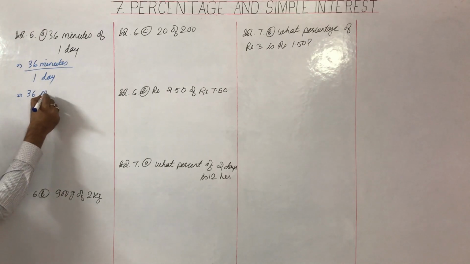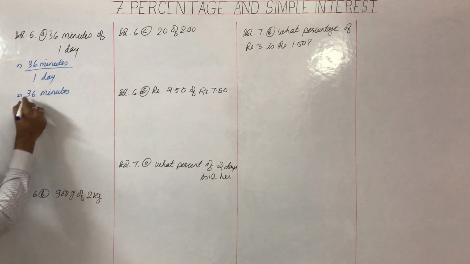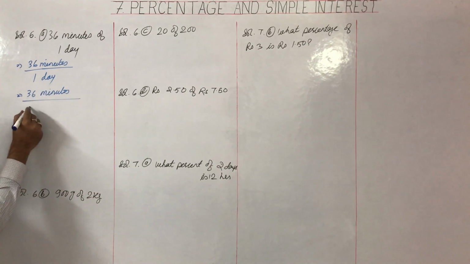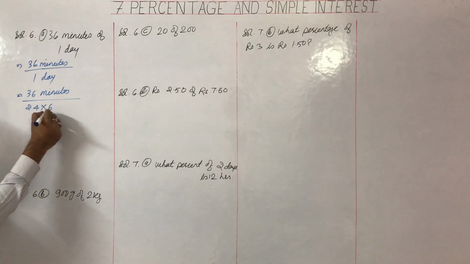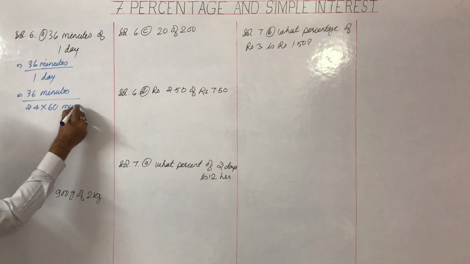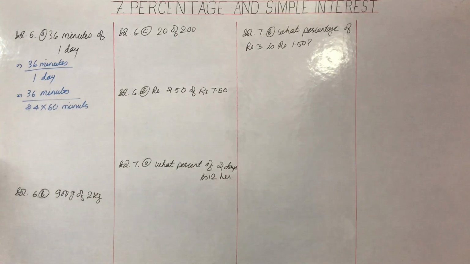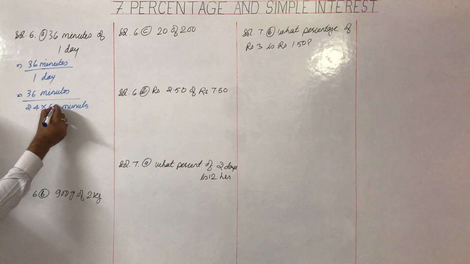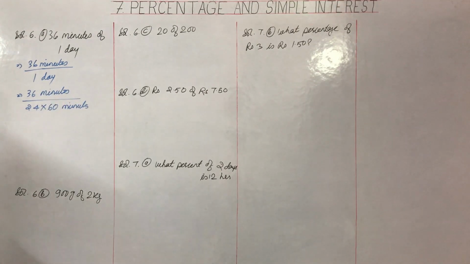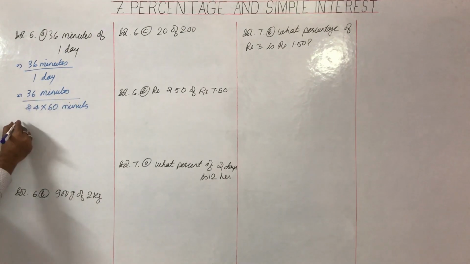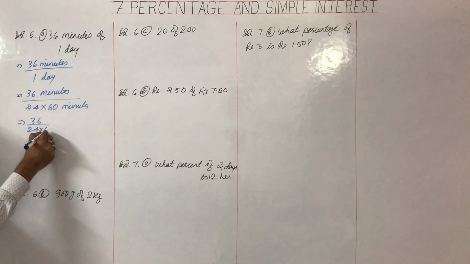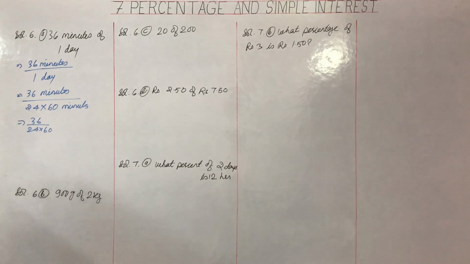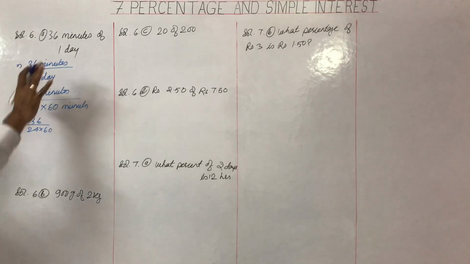So 36 minutes by, in 1 day 24 hours, and in 1 hour 60 minutes. So 36 minutes by 24 into 60 minutes. Now both time intervals are the same, or the units are the same. So 36 by 24 into 60 is the given fraction, or ratio.